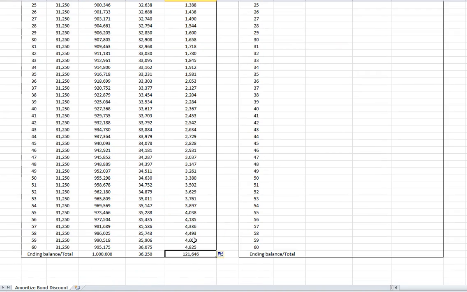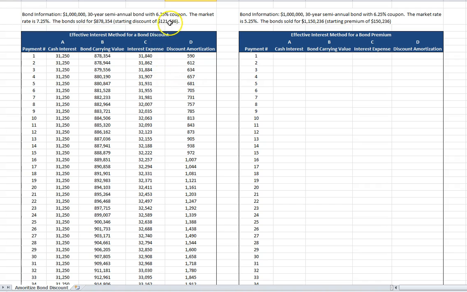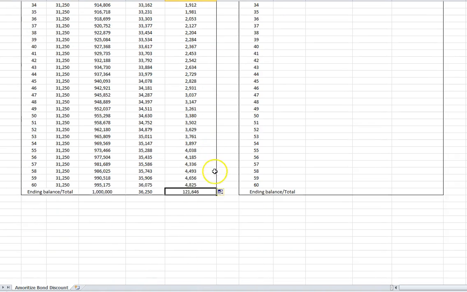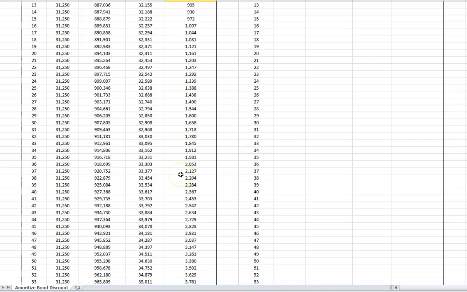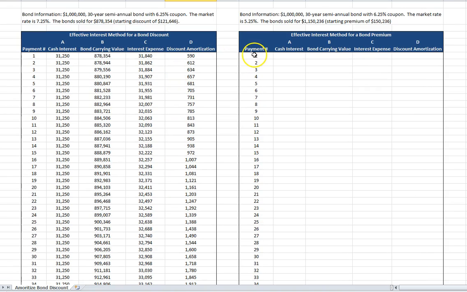The total amount of the discount we should have amortized over its life. The total discount is 121,646. We've amortized it over its life. So there we go. Excel. That's why all professionals use Excel in accounting, because it makes this so easy to do.